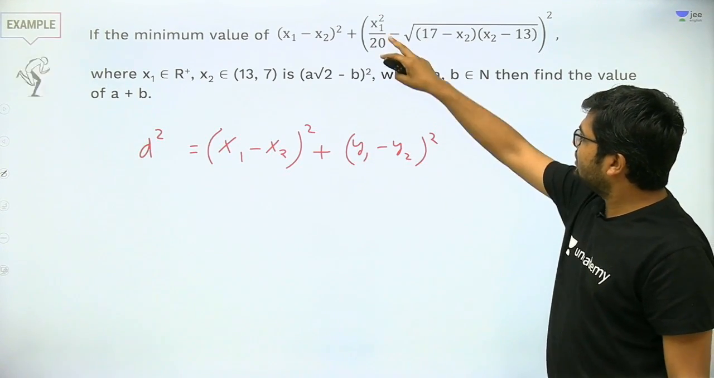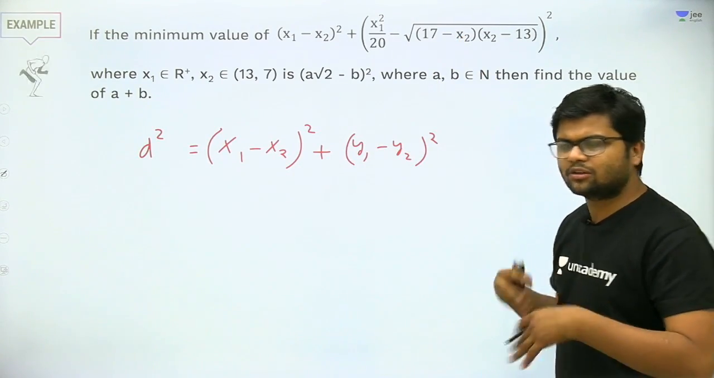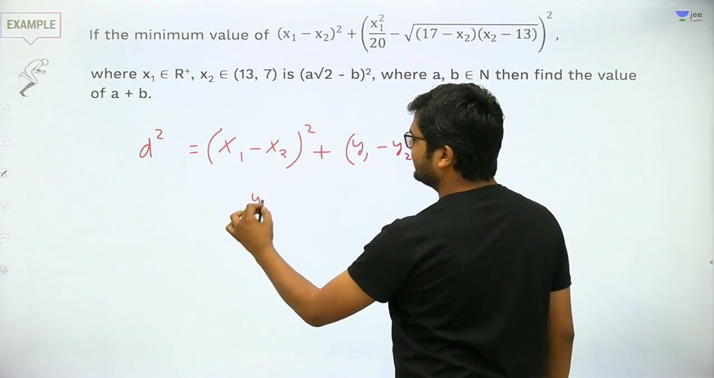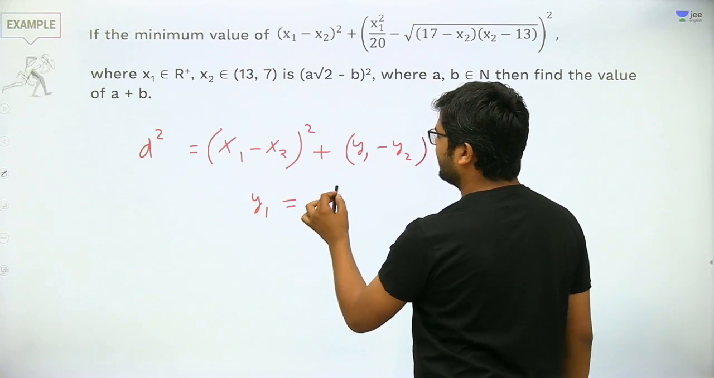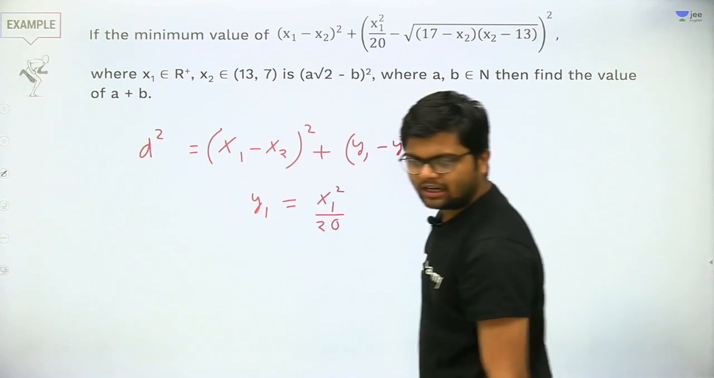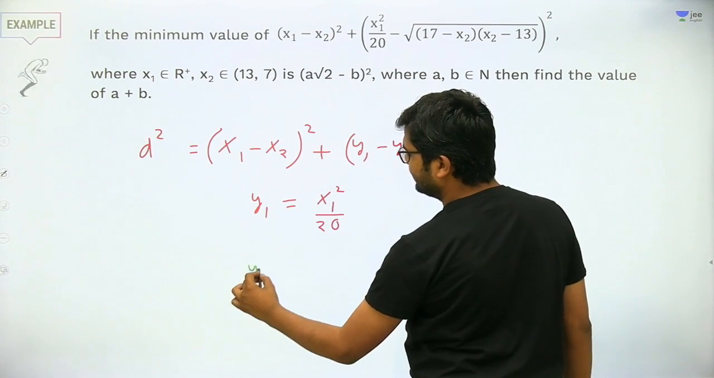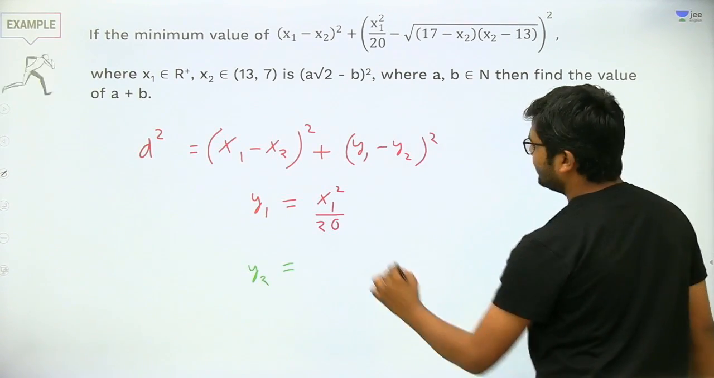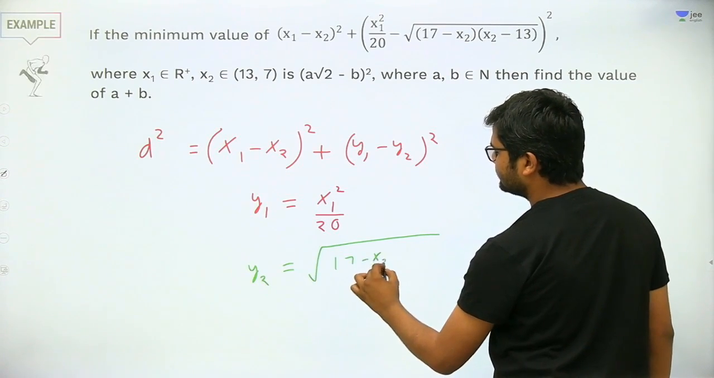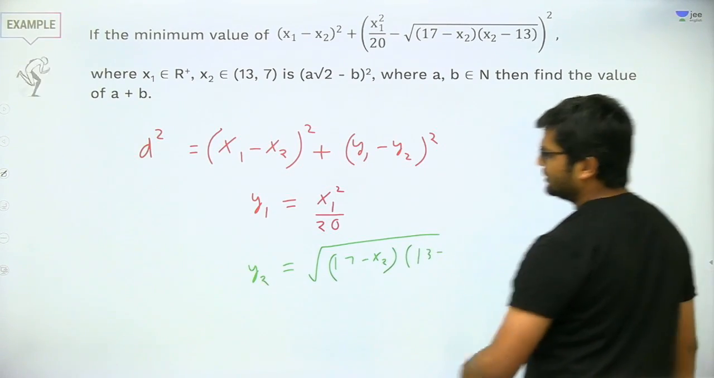Just equate this one with y1 and equate this one with y2. Then you can easily relate it with the situation. So from this comparison I can easily say that y1 is equal to x1 square by 20. Got my point? Yes or no? I think everybody got my point. And from this definition you can easily say that y2 is equal to square root of 17 minus x2 and x2 minus 13, sorry.